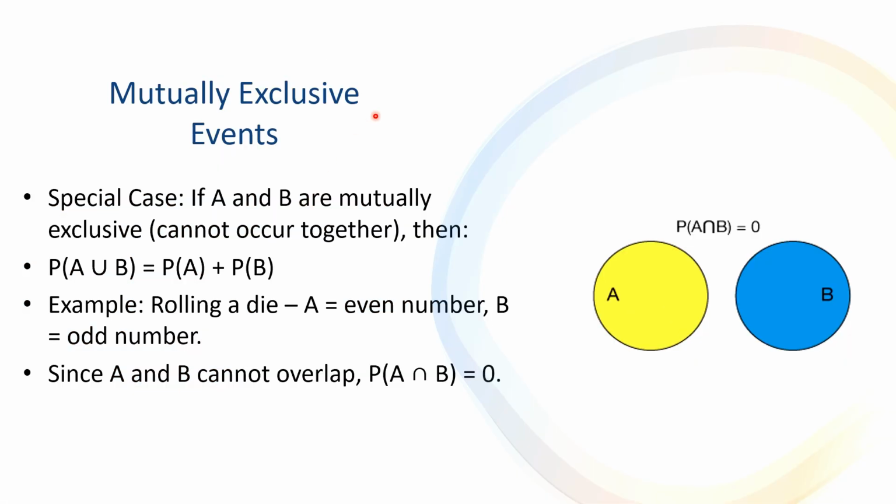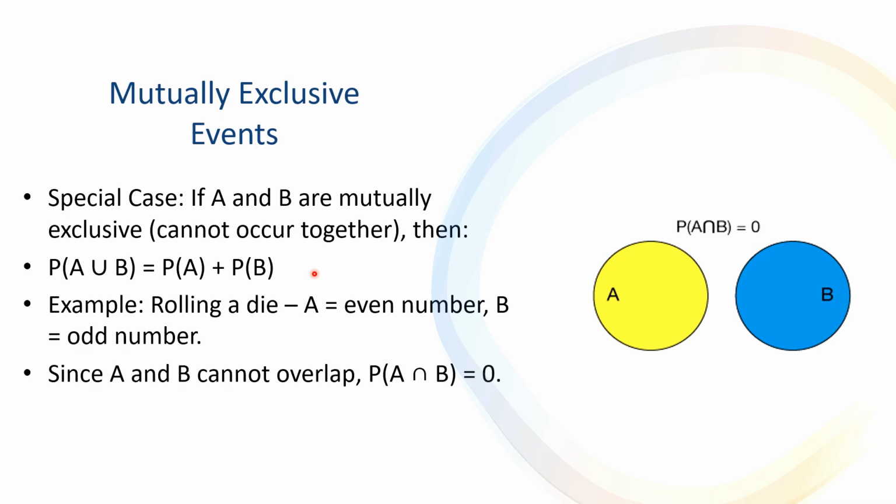Now if we look at mutually exclusive events, this is a case where A and B are mutually exclusive. They cannot occur together. So in this case, the intersection is 0. Right, there's your Venn diagram. The intersection is 0. They don't overlap. And so the probability of A union B is just the probability of A plus the probability of B.